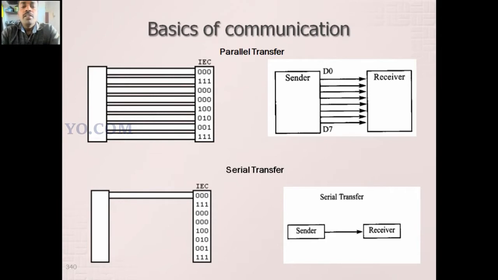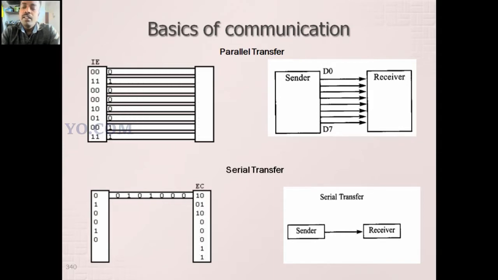Serial transfer needs 2 or 3 wires, maximum 4 wires. If you are using a very long communication link, compared to parallel communication the serial communication cost is very low. Then we can transfer the data at high speed, and error correction is also very easy in serial transfer. So in this session we are going to study the serial communication interface with the 8086 microprocessor.